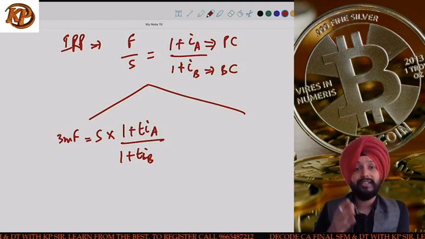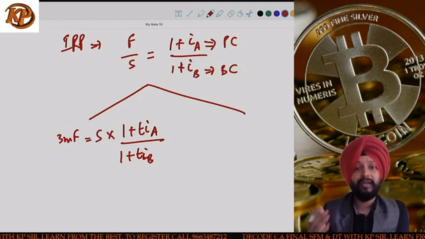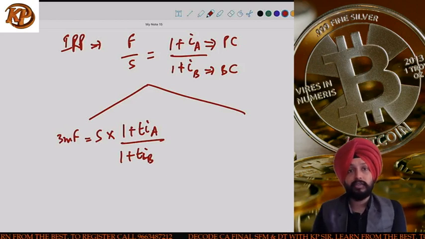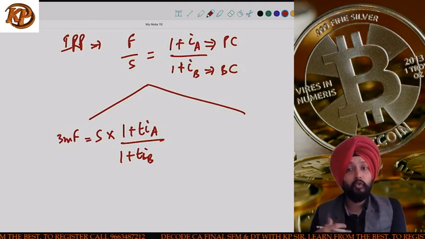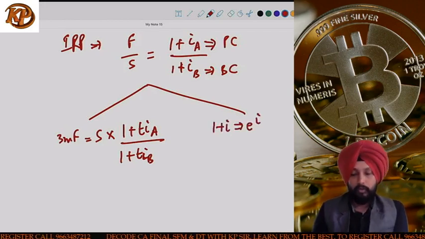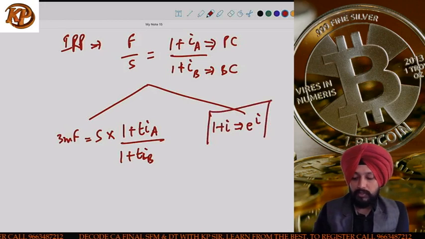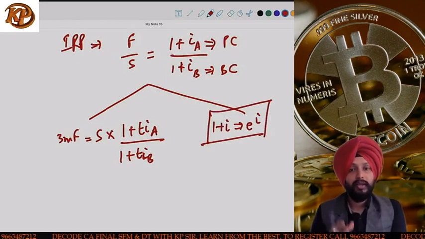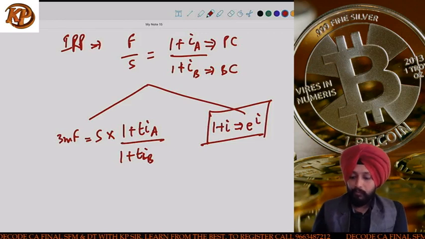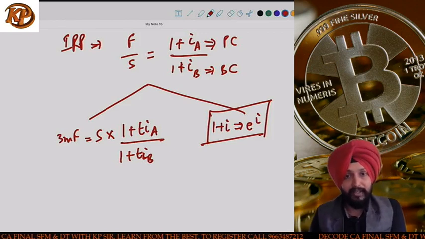That is why we do it as S into 1 plus T into IA divided by 1 plus T into IB. That is the time adjustment of interest rate we need to do. What if they give you continuous compounded rates? You remember, continuous compounded rates are a situation where interest rates are changing on a continuous basis, and in such cases, instead of writing 1 plus I, we start using e to the power I, and the value for this e to the power I will be given in exam.